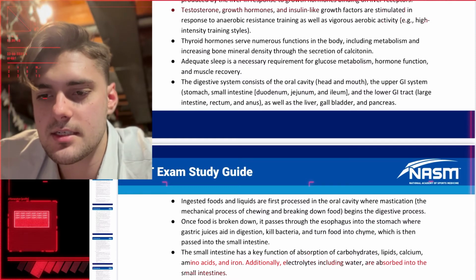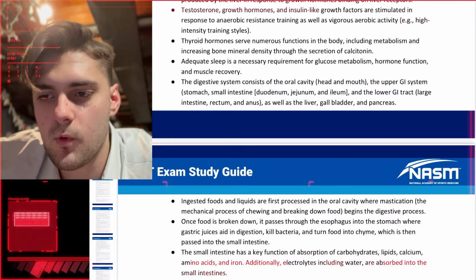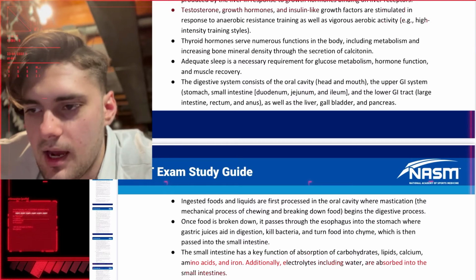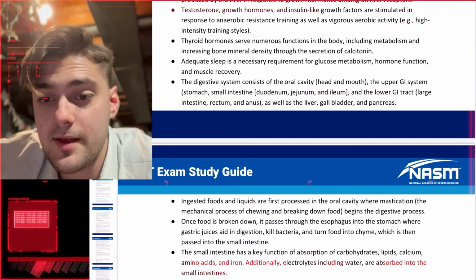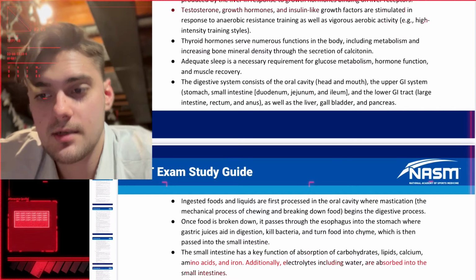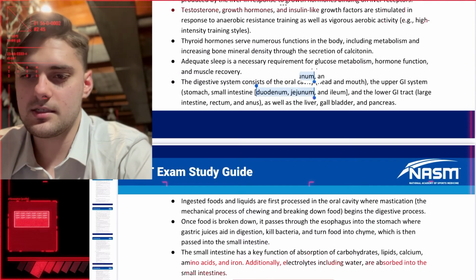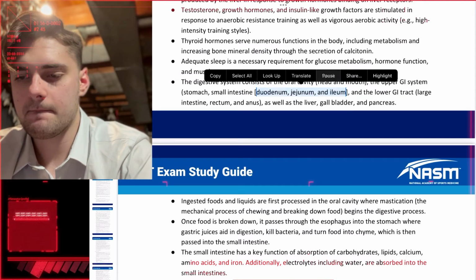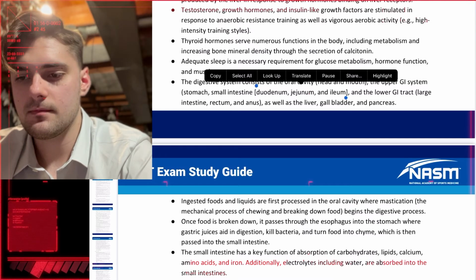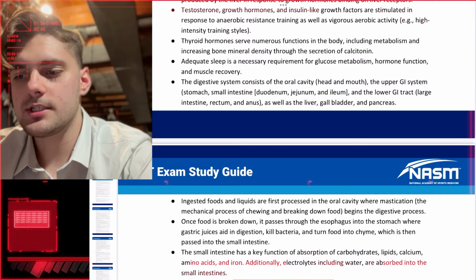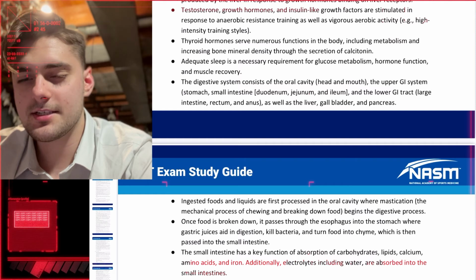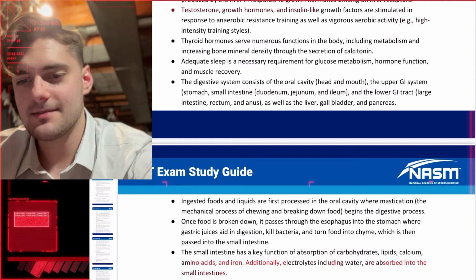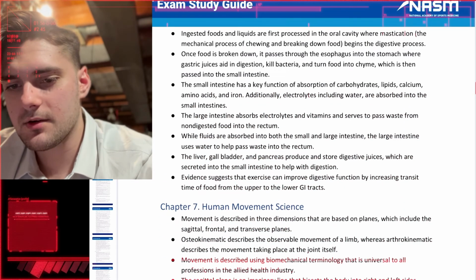The digestive system consists of the oral cavity, head and mouth, and upper GI system: stomach, small intestines, and let's get Siri again. Duodenum, jejunum, and ileum. And the lower GI tract: large intestine, rectum, and anus, as well as liver, gallbladder, and pancreas.